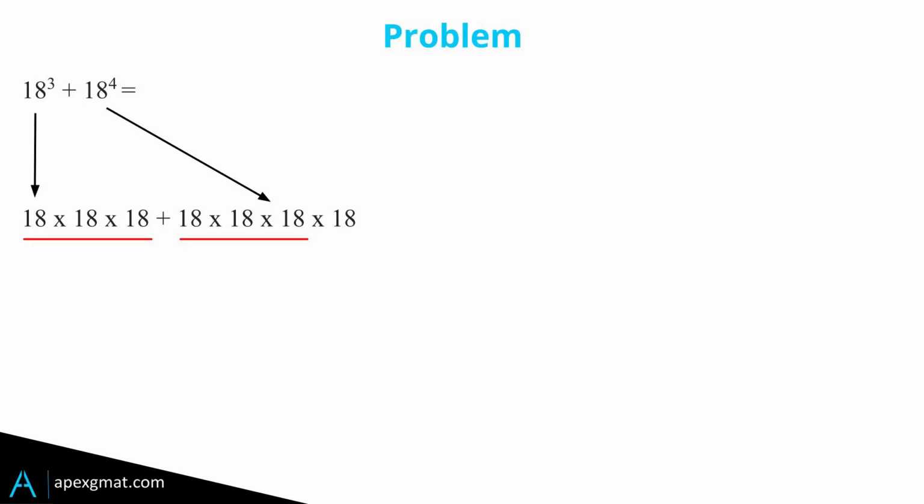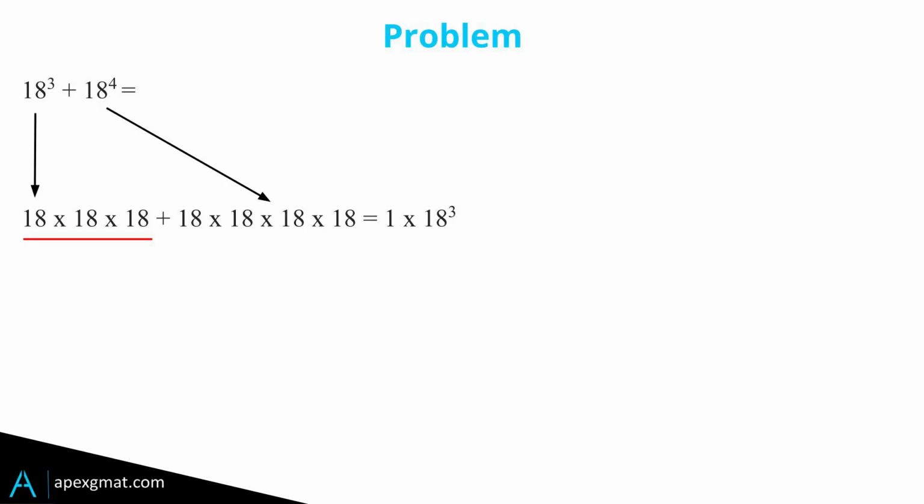So what we notice is that they share 3 of the 18s. So we can group together this element they have in common. The first term has 18 cubed, and we're going to slip in a times 1 because there's one of them there. The other one, 18 to the fourth, breaks into 18 times 18 cubed.